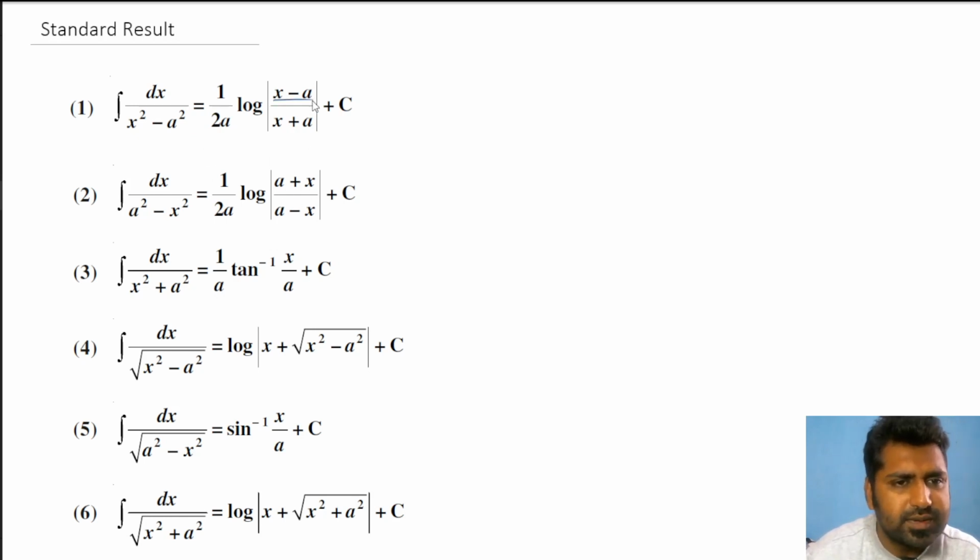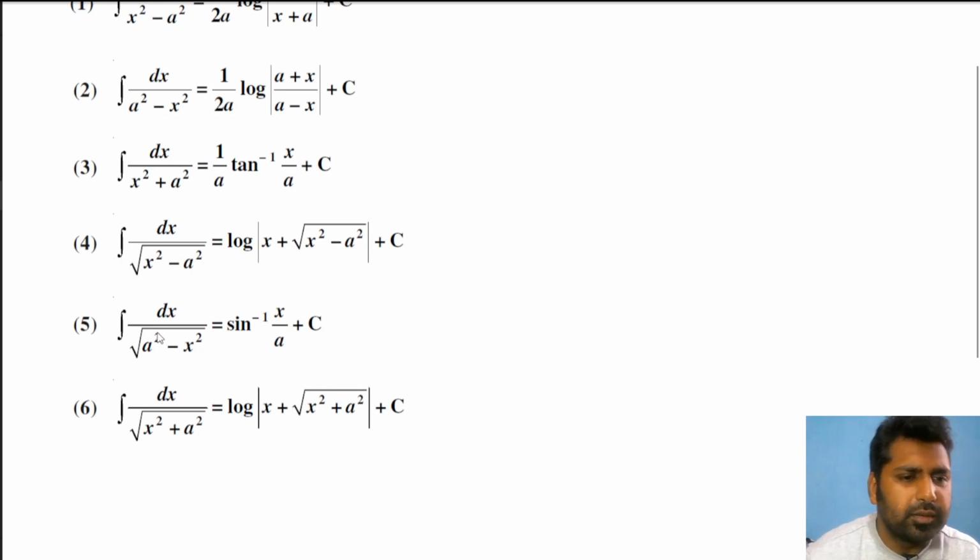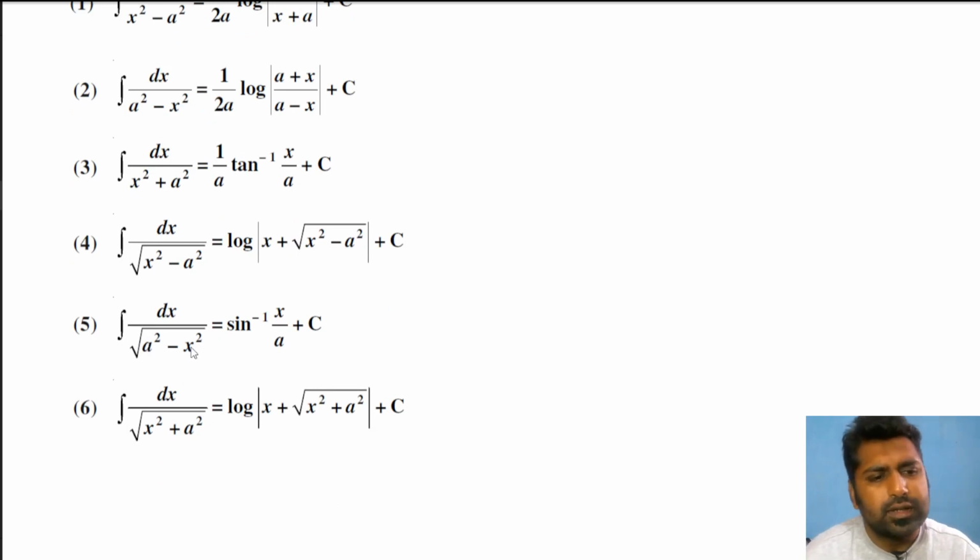For x square minus a square it is x minus a over x plus a; for a square minus x square it is a plus x over a minus x. The order changes, the sign changes, 1 by 2a. Then the integration of 1 upon x square plus a square is 1 by a tan inverse x by a plus c. Then I think the recommendation is to go for the fifth result first, 1 upon square root of a square minus x square. This is kind of like 1 minus x square, so you can relate that the answer will be sine inverse x by a. But remember, there is no factor of 1 by a in this, whereas in the case of tan inverse there is a factor of 1 by a.